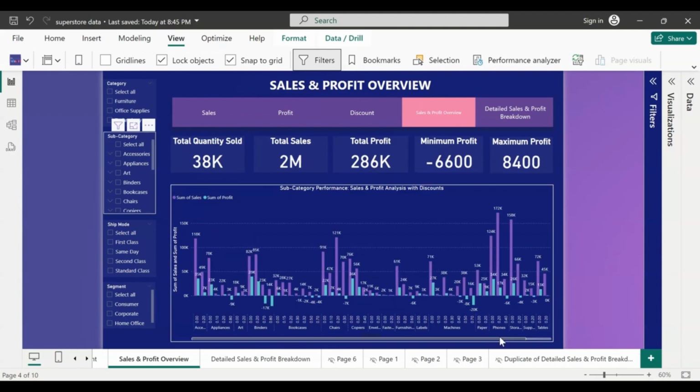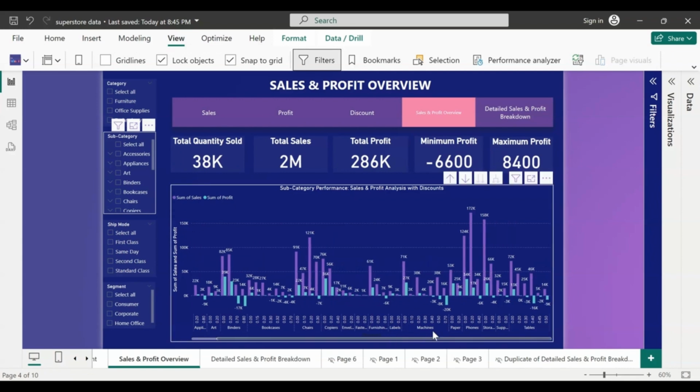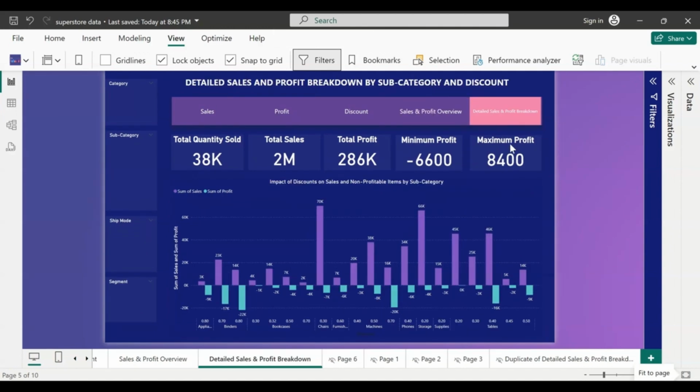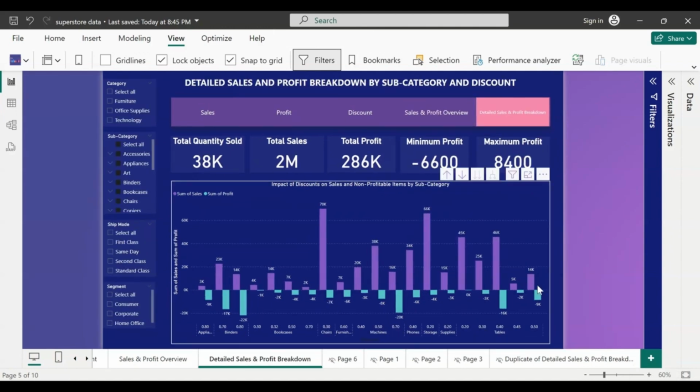So checking with that, we could see here 20,000 is lost in machines. After that, here in binders, it is 17,000 lost due to 70% discount. Again, in tables, there is a loss of 16,000 due to 40% discount. And the final page is viewing all the non-profiting discounts that are given.